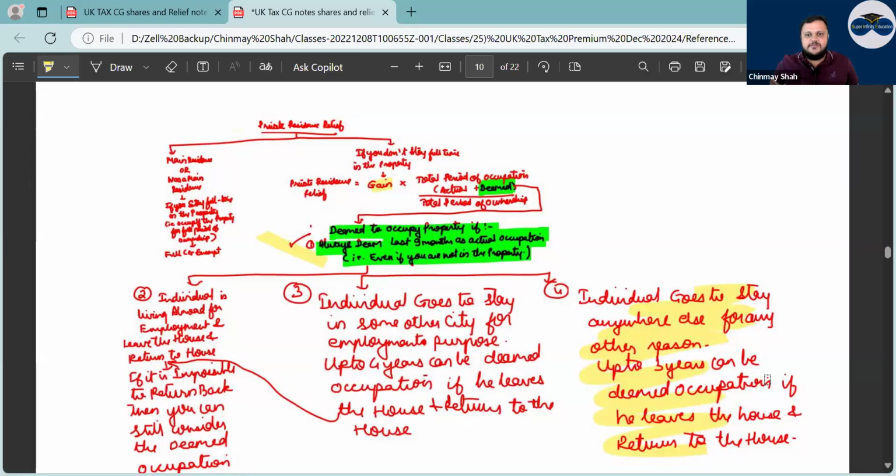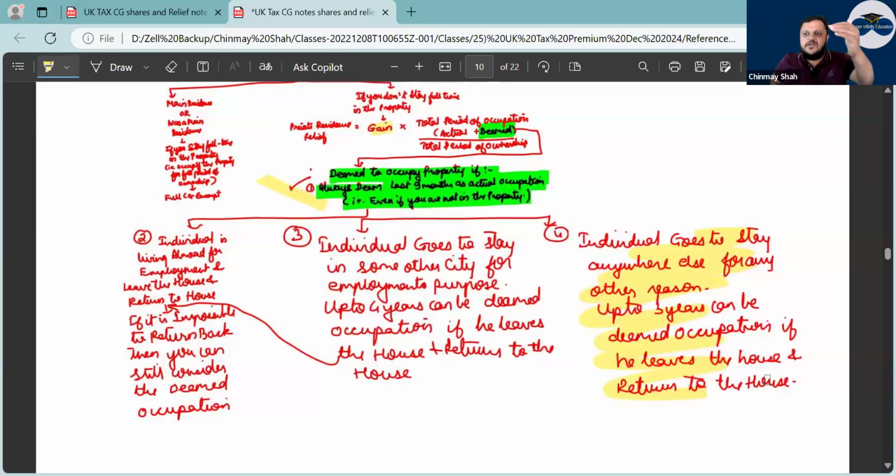Now in that, actual occupation is whatever you actually stay, and it will be added. But when it comes to deemed occupation, there are three clauses. First clause: come what may, the last 9 months will be deemed to be actually occupied. Second, if you leave for job abroad, for employment abroad, and come back, that situation is also considered to be occupied.